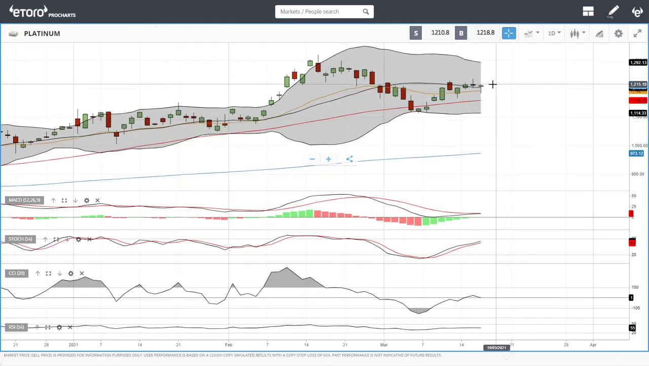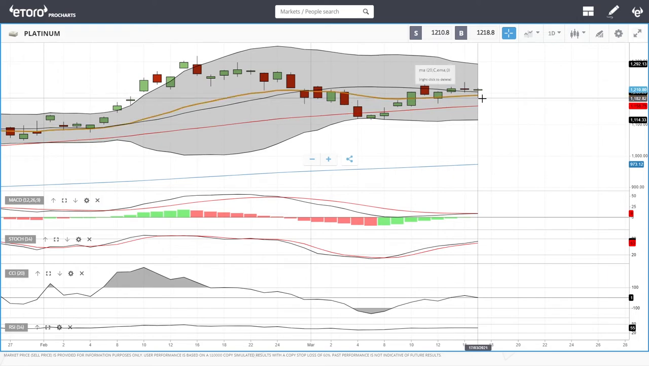So platinum did fall all the way down to 1184 and then rallied to 1215. Technical indicators, they are basically all over the place. MACD is flat, stochastic is bullish, CCI is bearish, and the RSI is flat. So it's fairly difficult to say where we're going at this point.